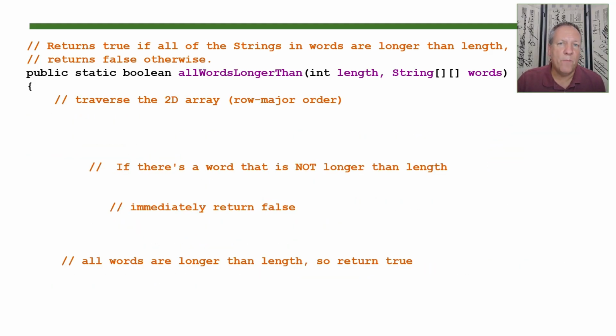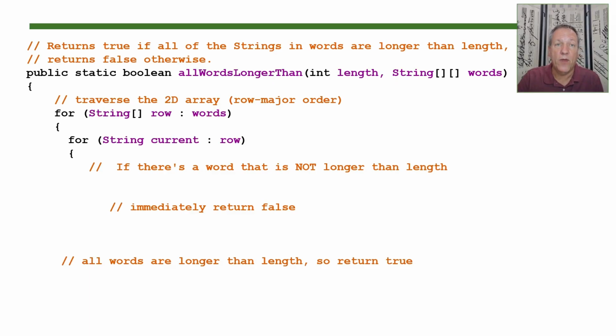One strategy for implementing an algorithm is to change the steps into comments so that this can help us direct how we can write our code. So here you see our algorithm printed out in comments. Now, what do we need to do? First, we'll need to traverse the 2D array. We'll use enhanced for loops in this situation because this works well with our row major order traversal that we can use. Next, we'll check to see when current.length is not greater than the length parameter.